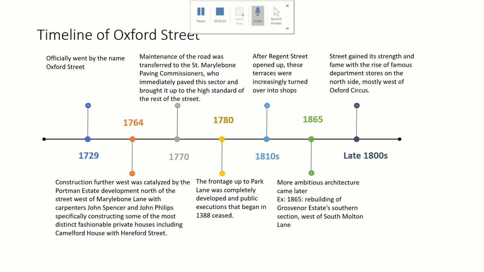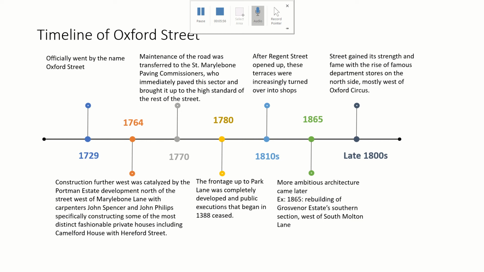Houses began to go up in the 1680s, and Rocque's map of 1747 shows both sides being built up as far west as Marylebone Lane. Construction continued to advance further west after 1764, as it was stimulated by developments such as the Portman Estate, situated north of the street, as well as distinct private houses like the Camelford House that was west of Marylebone Lane.